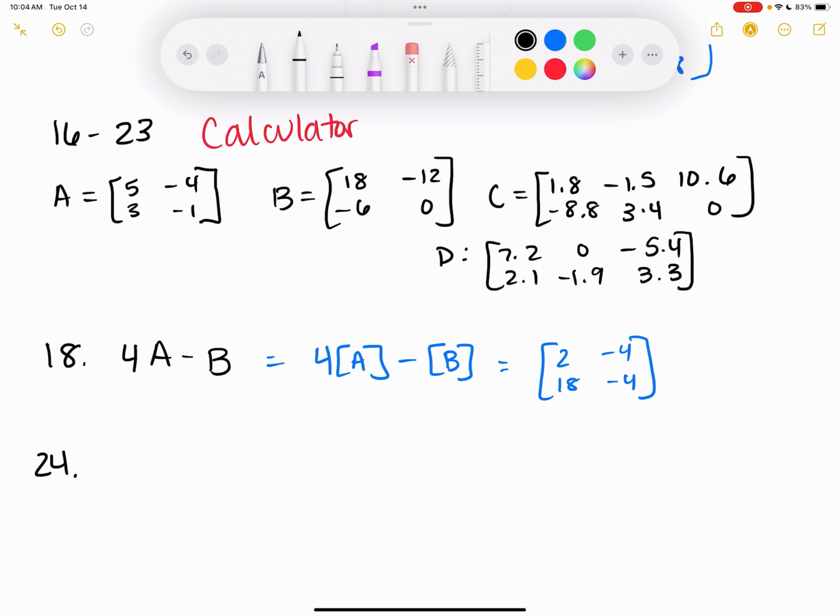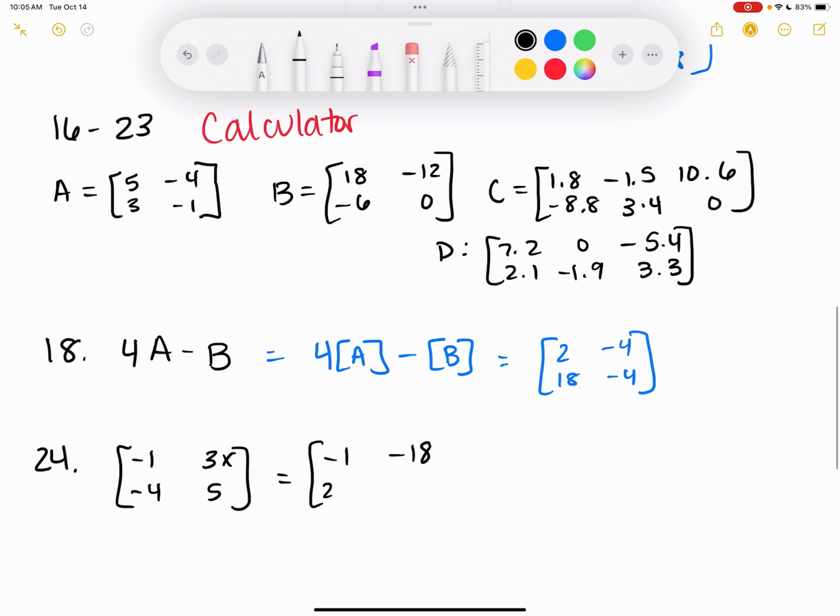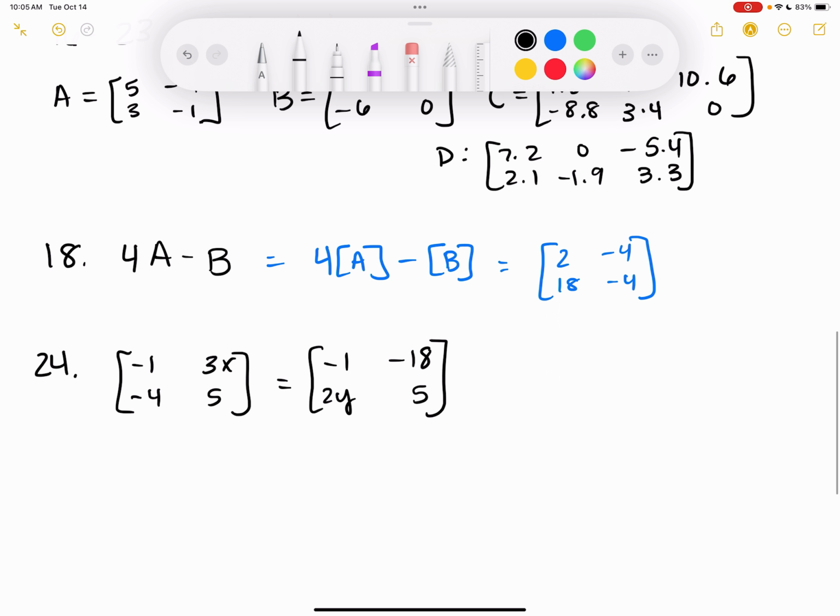So another thing about matrices is if they are solving in a matrix equation and you have something like this: 2 by 2, -1, 3x, -4, and 5. And this matrix is equal to -1, -18, 2y, and 5. What is true about these is that each position on the matrix has to be equal.